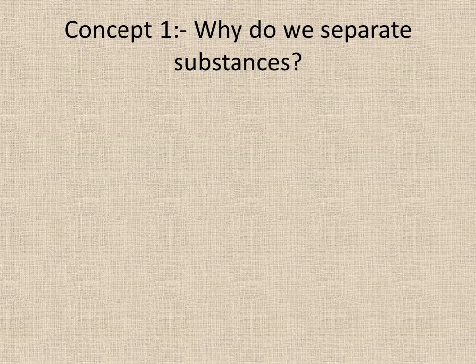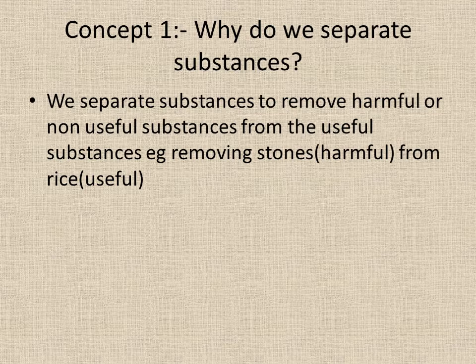Why do we separate substances? We separate substances to remove harmful or non-useful substances from the useful substances. For example, removing stones that are harmful from rice, and rice is useful substance.